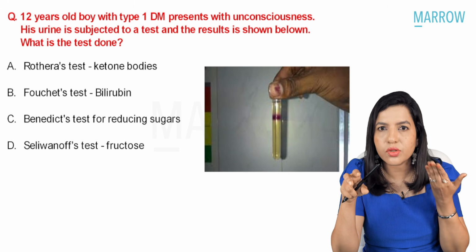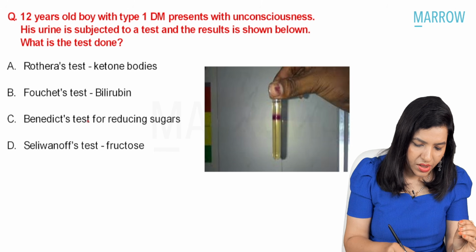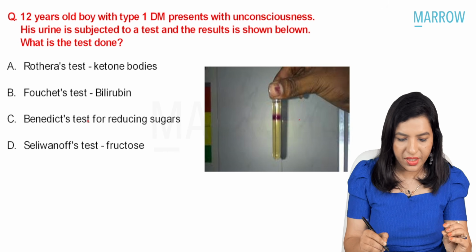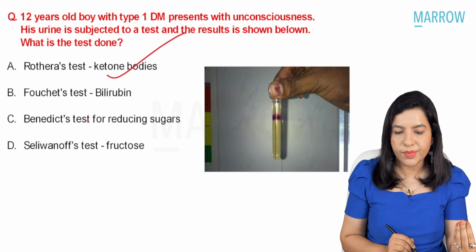You all know it. It is Rothera's test. The point here is that in the options there is also Benedict's test, but this is not Benedict's test. This is Rothera's test. So the answer here is Rothera's test, which is answered by ketone bodies.